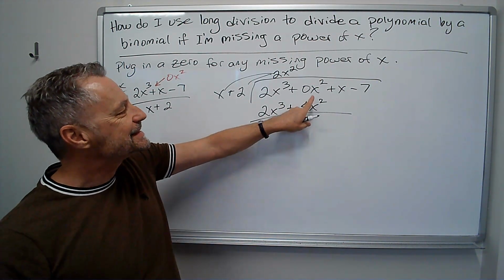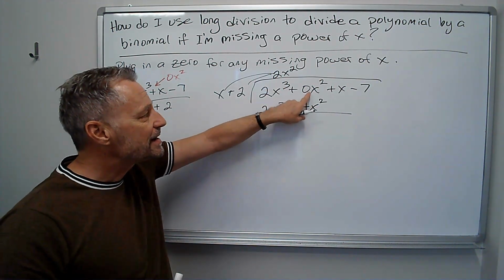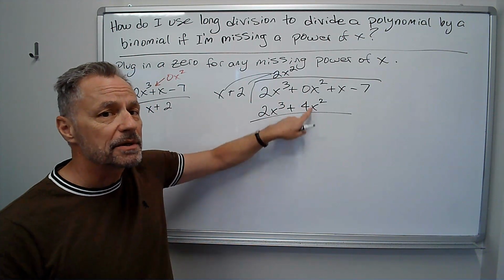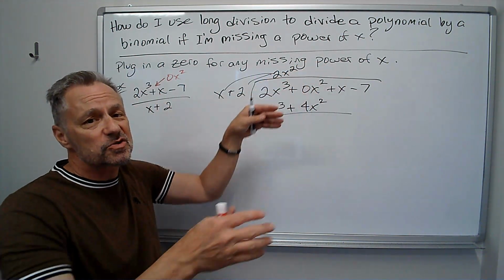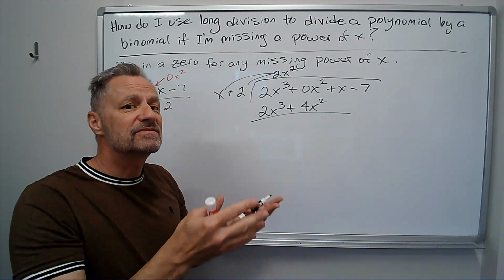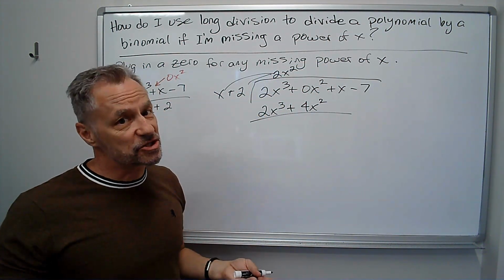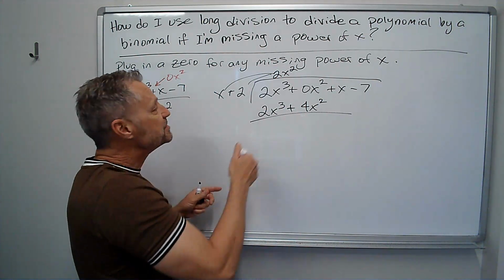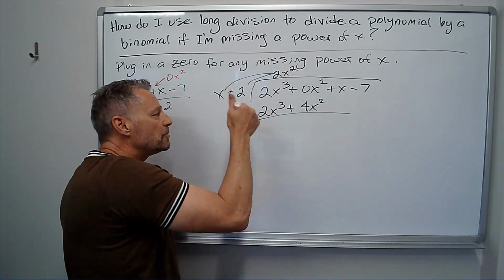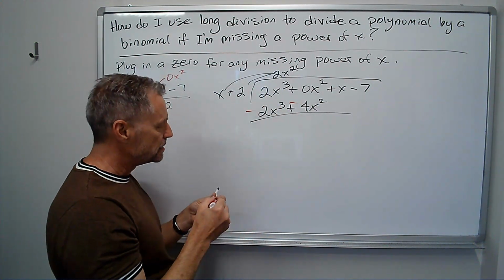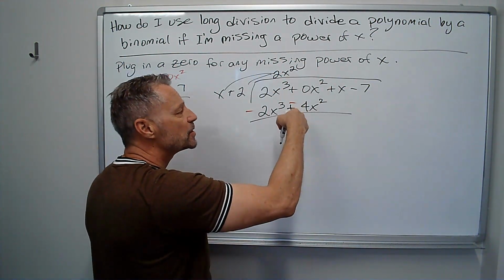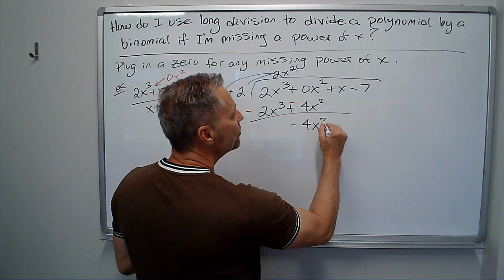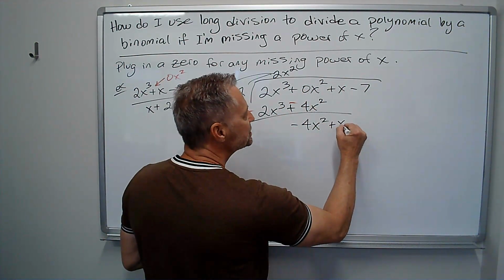The reason I put the 0x squared in is because now I have like terms lined up. If I don't, I may accidentally do an x with a 4x squared and get something they're not like terms. I've had students put those together, but this saves me from that. So remember, once I multiply, then I subtract these away. So I've got 2x cubed minus 2x cubed, those cancel. 0x squared minus 4x squared is negative 4x squared. Bring down the plus x minus 7.